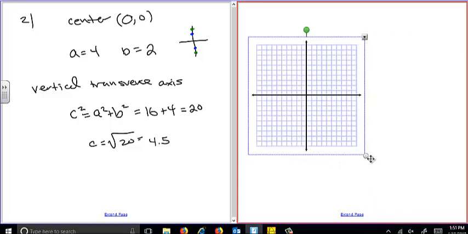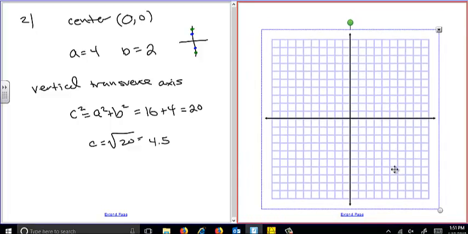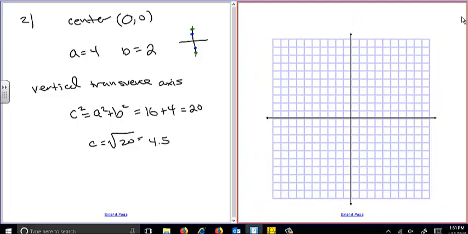Again, we can fit this in our normal scale. I'll make sure you don't have to worry about the scale. Just make it from -10 to +10. First thing, plot the center. It's a vertical transverse axis, so this goes in the vertical direction. So we go 1, 2, 3, 4, 1, 2, 3, 4, symmetric around the center. Then we have b, which is 2. b goes the other way. So you go -2, +2.